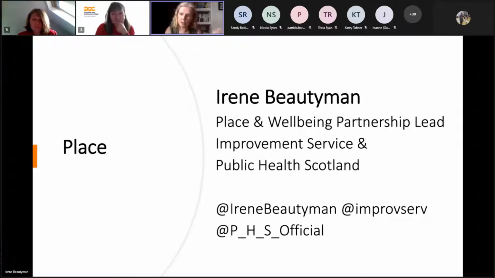So my role is that cross between, we've got all the expertise and data in Public Health Scotland, and then we've got local government there able to have the remit to do something about it, and linking those two up.